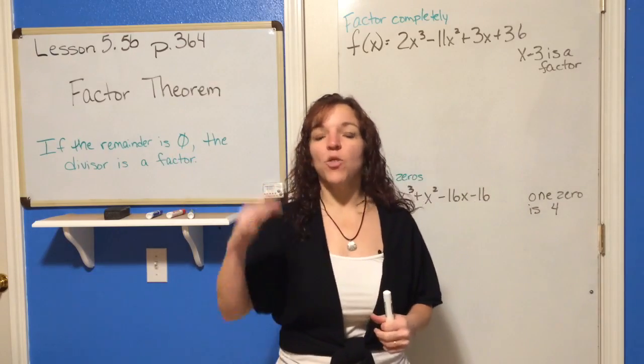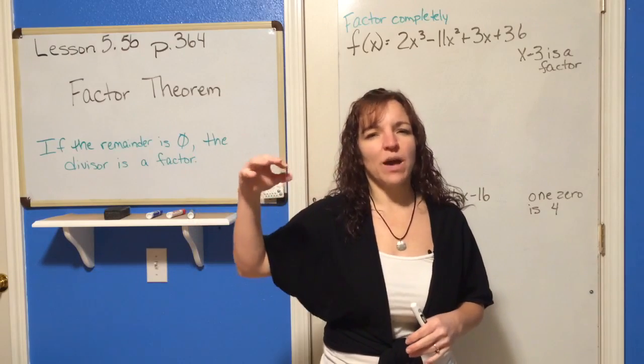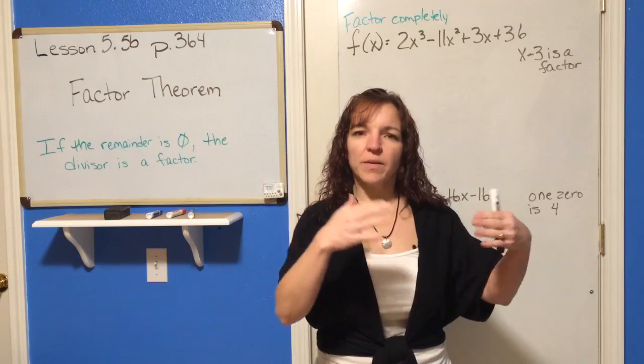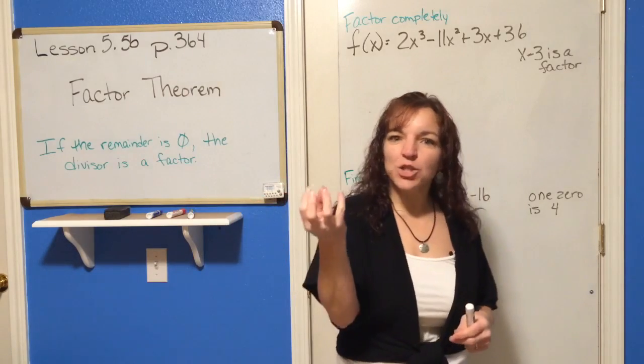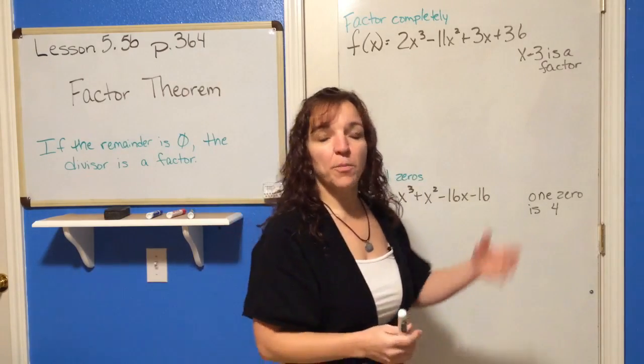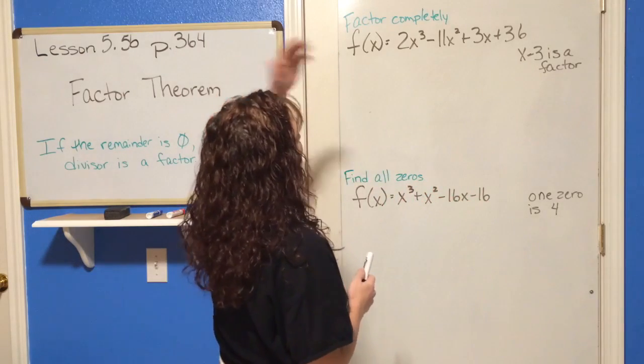So if you divide it all the way out and your answer at the end is a 0, and remember that was the value if you substituted that number in, that was your answer. So if your answer is 0, then the number that you divided by is a factor. So let's look and see what we mean.